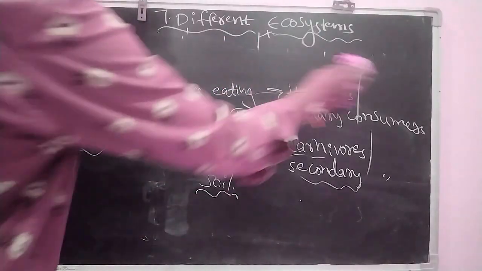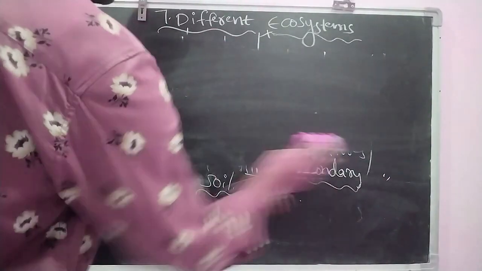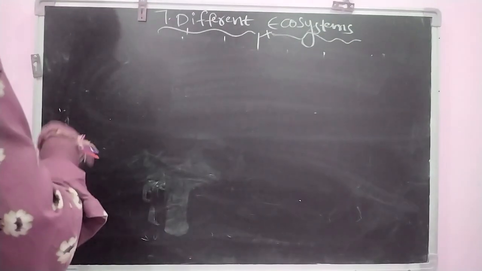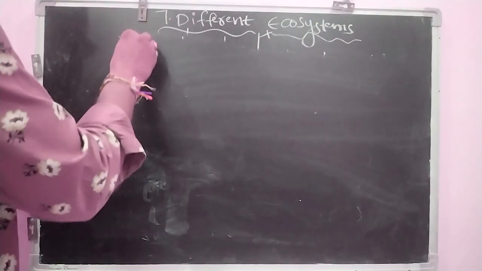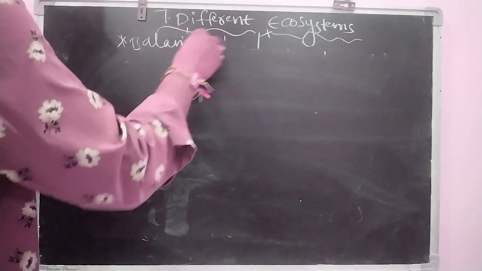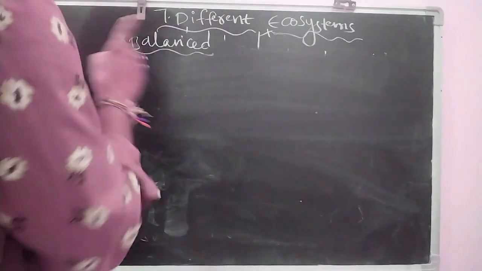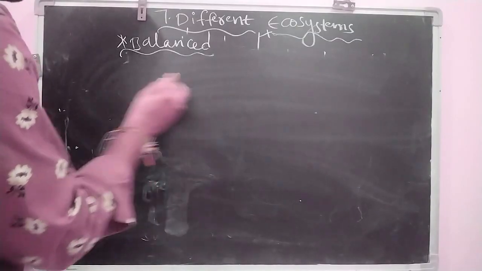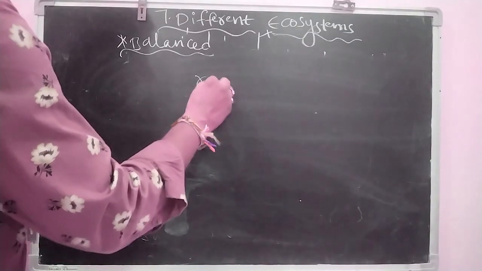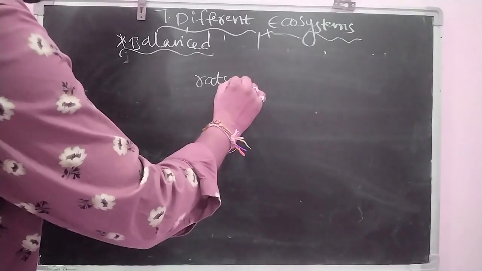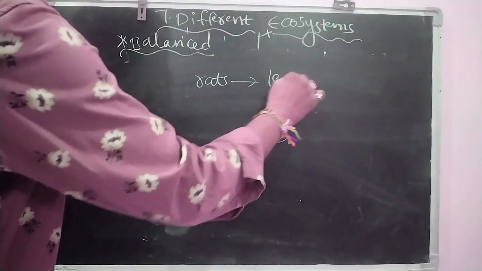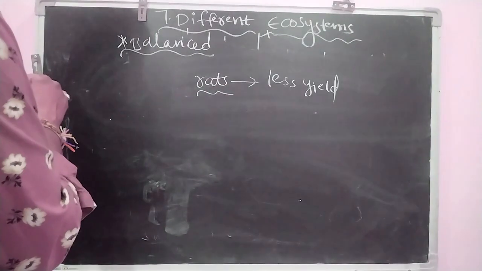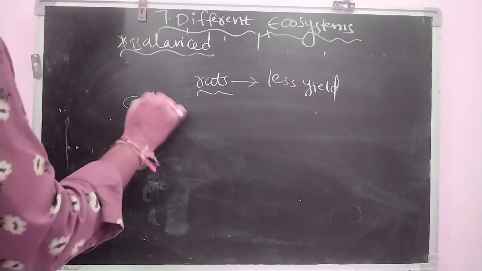Next, an ecosystem must always be balanced. Why must an ecosystem always be balanced? The reason is, for example, in an ecosystem there are more rats. Then what will happen? There will be less yield in the field because they are eating more of the crop. That is why what is required? Cats are required.